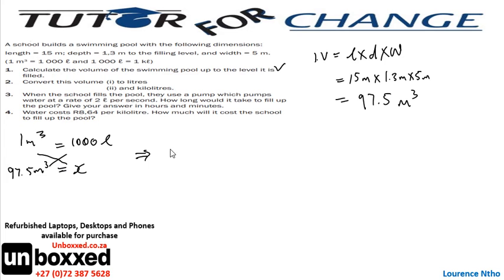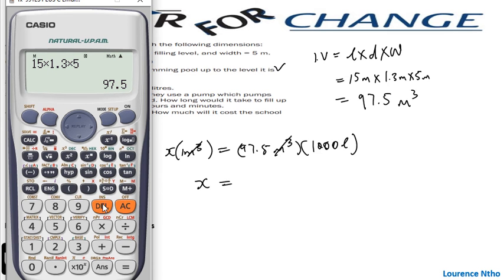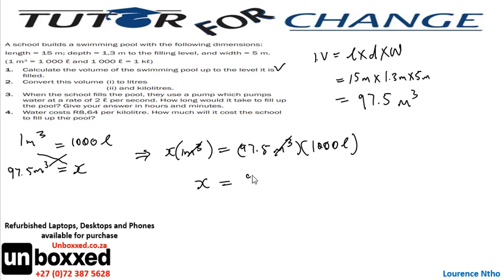When we cross, x is crossing with 1 cubic meter, and 97.5 cubic meters is crossing with 1000 liters. So we check, what do we have? We have cubic meters on both sides, so we can cancel it out. We have x times 1, then we have x. Then we just have to multiply 97.5 with 1000. Then we get 97,500 liters. So that's what we do, and this will answer the first Roman figure.